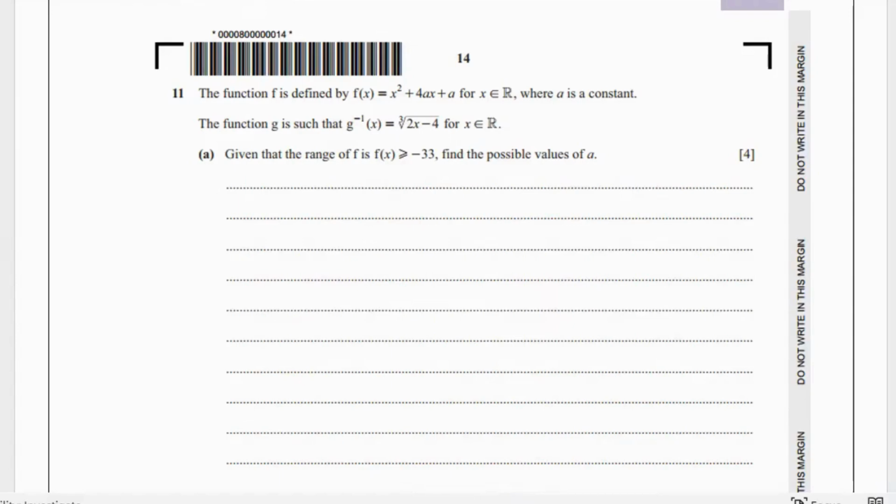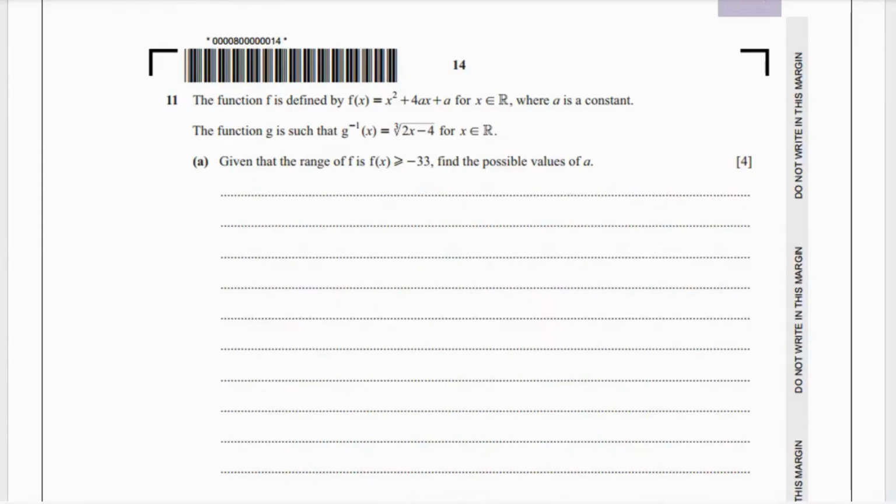And the next question says that the function f is defined by f of x equals x squared plus 4ax plus a for x in all real numbers, where a is a constant. The function g is such that g inverse of x is cube root of 2x minus 4 for x in all real numbers. Given that the range of f of x is greater than or equal to negative 33, we have to find the possible values of a.